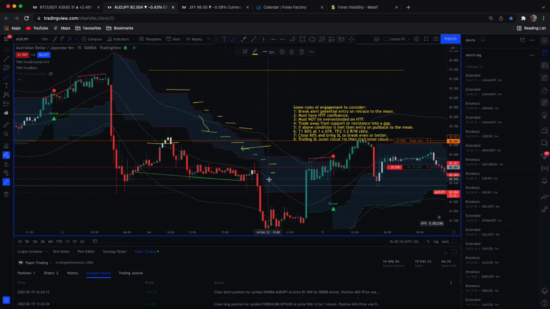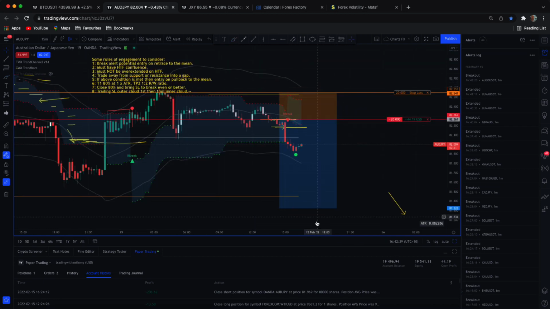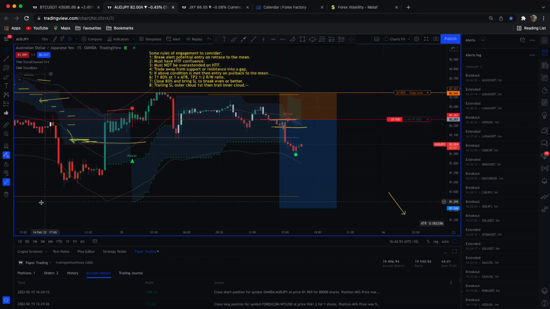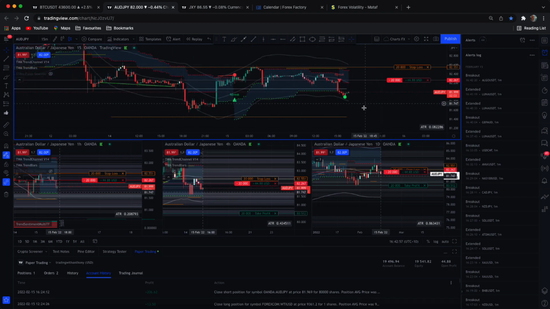Or if you want to, then you can pull your stop loss down to above the bottom level of the cloud. Above, within, or slightly above the bottom level of the cloud here. And then it gets taken out here and you've made a ton of money. So let's work out some targets now. Trailing stop loss outer cloud to start with, then trail the inner cloud. Okay, we'll clear the decks. In a nutshell, that's it.